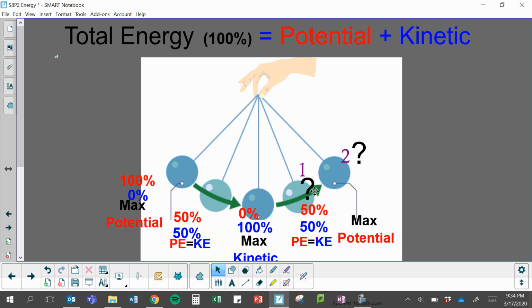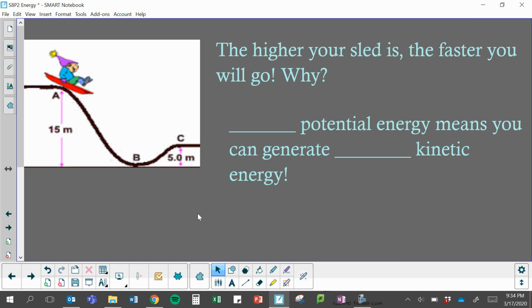Okay, so here again we have 50% kinetic energy, 50% potential energy, and then up here at the top we have our maximum potential, so we're going to have 100% potential energy and 0% kinetic energy. Okay, so the higher our sled is, the faster you will go. Why is this? This is dealing with our potential energy getting turned into kinetic energy.